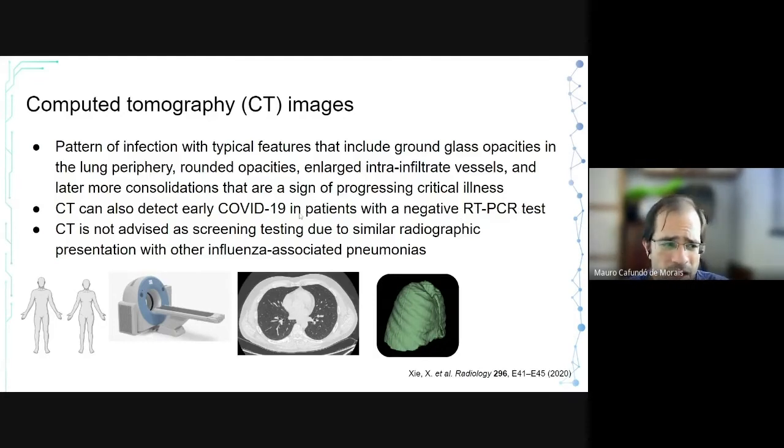So there is some contradiction in the results. And of course, it is much more expensive and time-consuming to perform a CT scan, right? So it's not advised as a screening test, especially because of the similar radiographic representations with other lung diseases, like influenza, pneumonia, and so on, right?